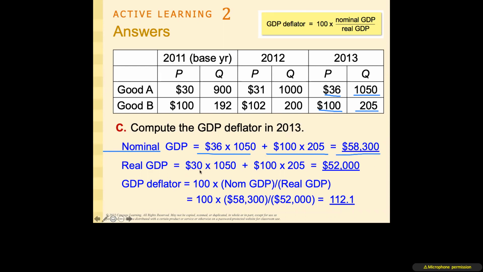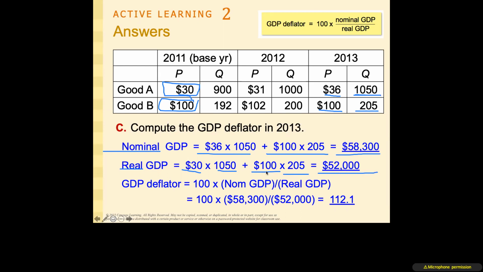The real GDP: what's the base year? The base year is 2011, so I'm going to need these prices. I'm going to take 30, that's the base price, and multiply it by the 2013 quantity. I take 2011's base price and multiply it by the quantity in 2013, and I'm going to get this number.